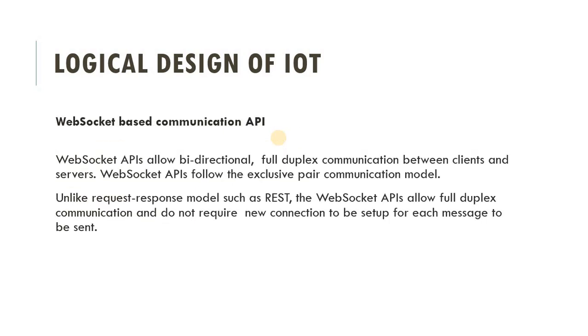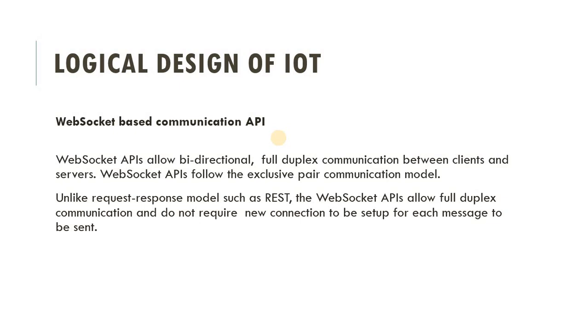Next is the WebSocket based communication API. WebSocket based APIs are bidirectional and full duplex. So we can say that it uses the exclusive pair communication model. This is a full duplex or bidirectional model. So client and server both can communicate with each other simultaneously. Unlike request response models such as REST, the WebSocket API allows full duplex communication and does not require a new connection to be set up for each message to be sent. So this is full duplex.